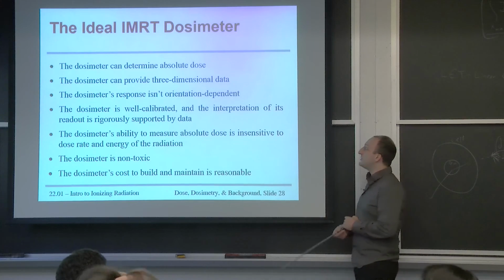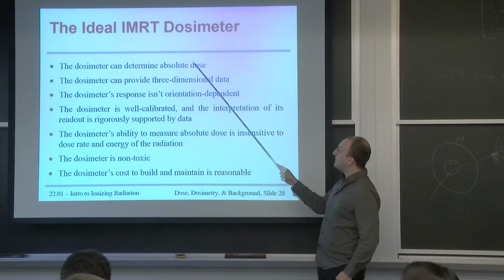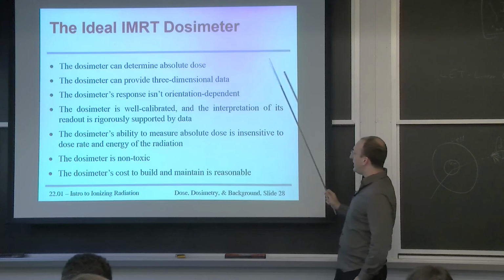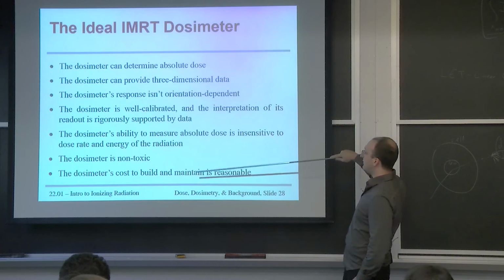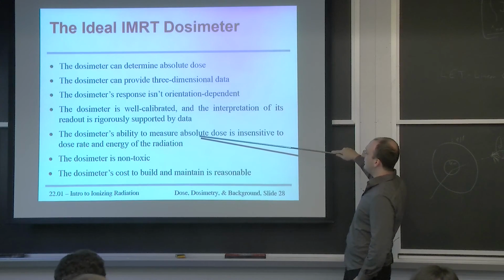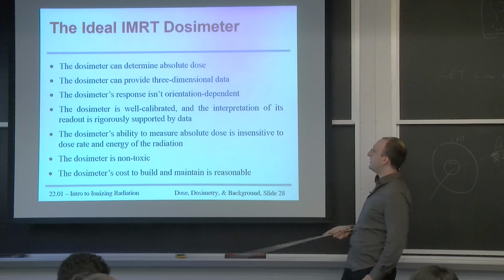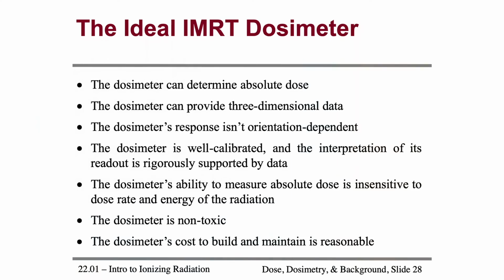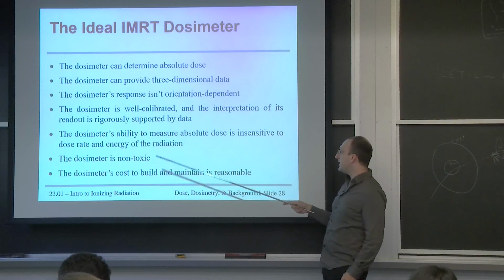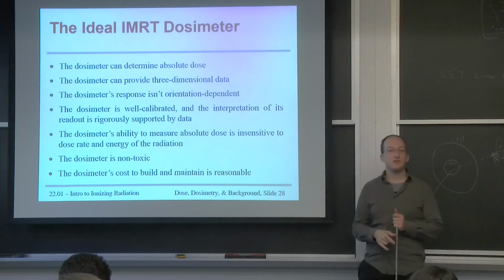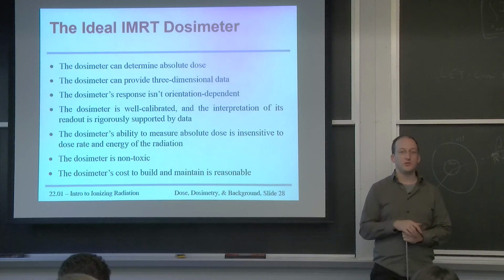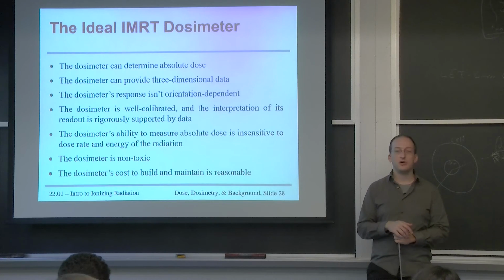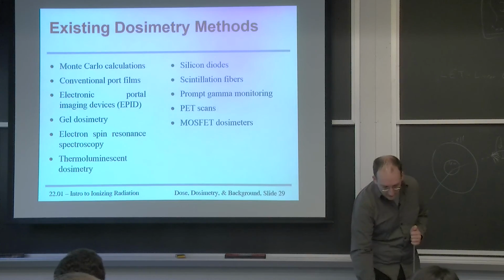Ideally, some dosimeter would be able to determine absolute dose, and there's even more things I'd want here. So ideally, if you'd want a proton dosimeter, you want it to be able to measure things, provide some data, not be orientation dependent, and things like not be toxic, be cheap to build, but also be able to turn on and off if the tumor moves out of range. And this problem hasn't been solved yet.